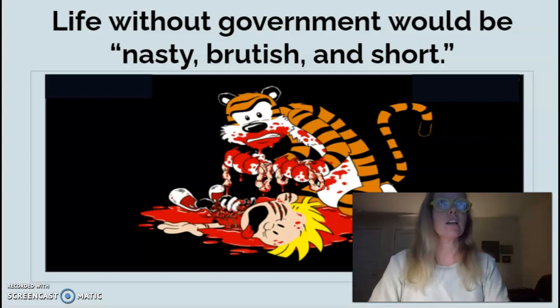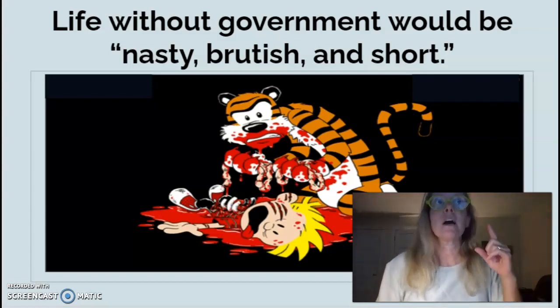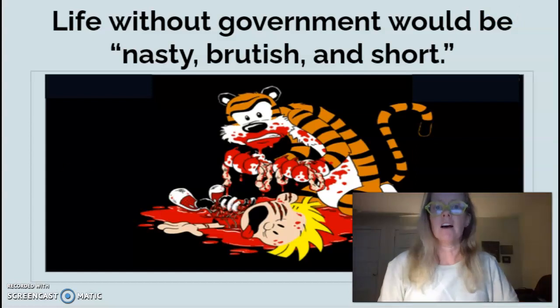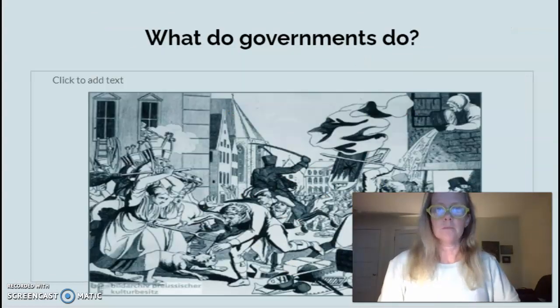Do you guys know who said that? This is one of our Enlightenment thinkers. Thinking about it? Thomas Hobbes. Does this sound familiar from your American 1 class? Thomas Hobbes had basically said this about government, and there's a really awful little cartoon there you can look at to see. What do governments do?